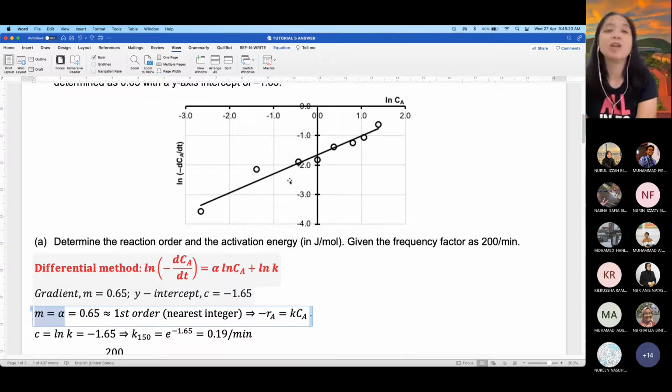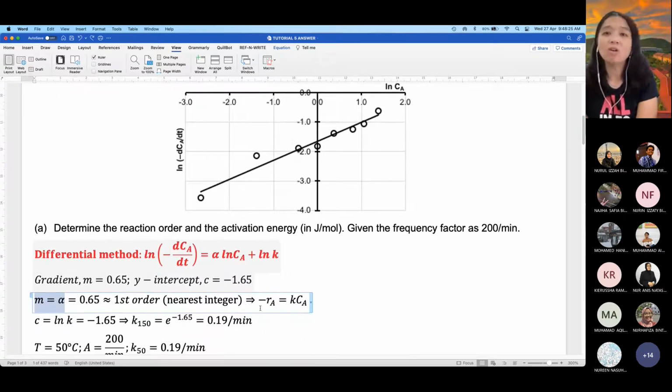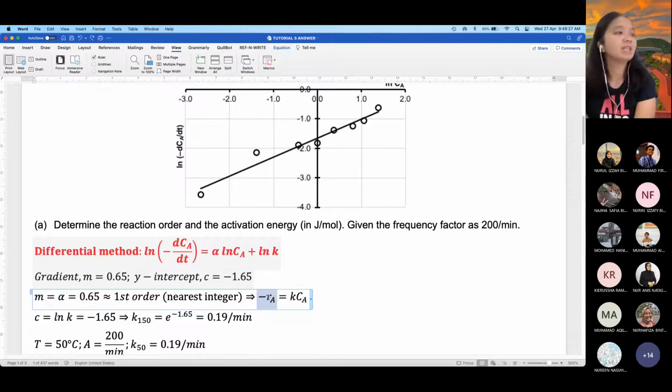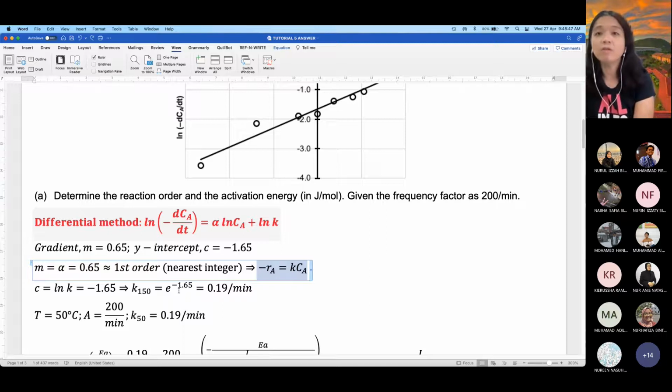So if you want to write the rate law, the rate law becomes minus rA equals kCA. Why kCA? CA to the power of 1 is still CA, so we can just write it as kCA. Although the question doesn't ask you to find the rate law, you can actually write it out since we already know the reaction order. So next, remember, we want to find k.